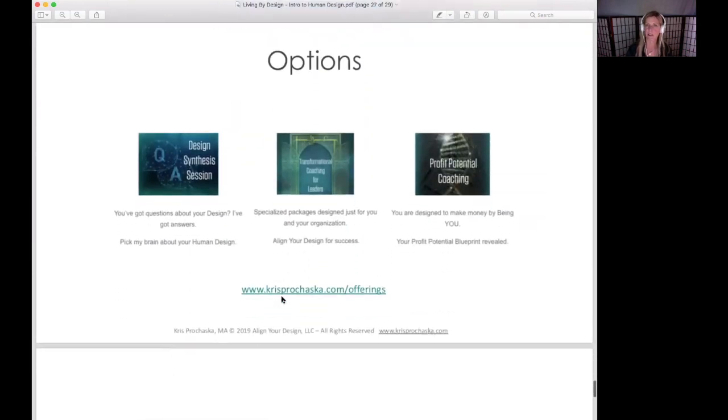Just really quickly, sometimes people ask, what do you do? I do design synthesis sessions. So I synthesize design for people. If you're just starting out and you're wondering, how do I start? This is a really beautiful session to synthesize all this information for you. And then you can go on and study it more. I also do coaching for leaders and teams.